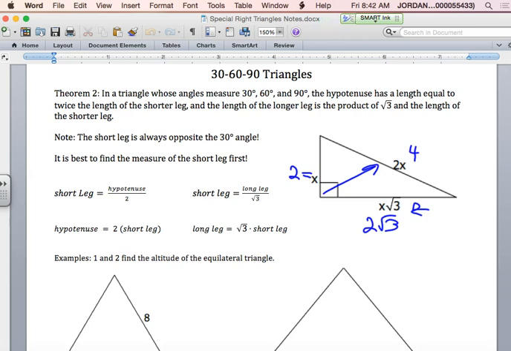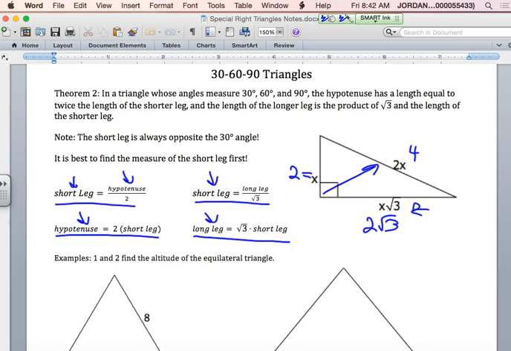All right, so here are 4 formulas that you can use. If you want to know the short leg and you're given the hypotenuse, you do this. If you want to know the short leg and you're given the long leg, do this. If you want to know the hypotenuse and you know the short leg, just multiply by 2. And if you want to know the long leg and you know the short leg, multiply the short leg by the square root of 3.